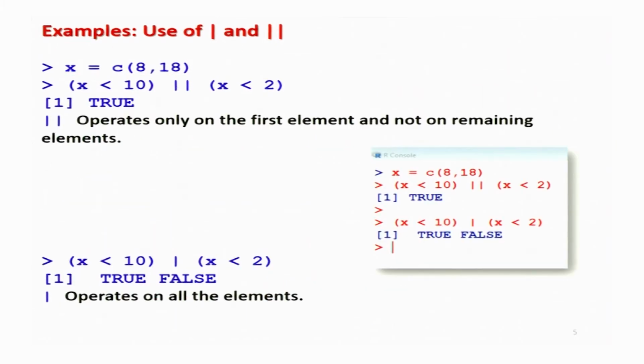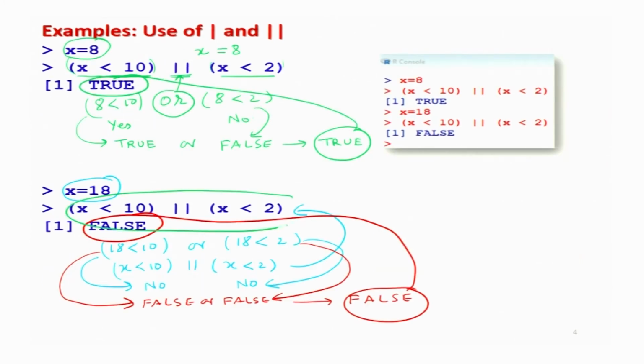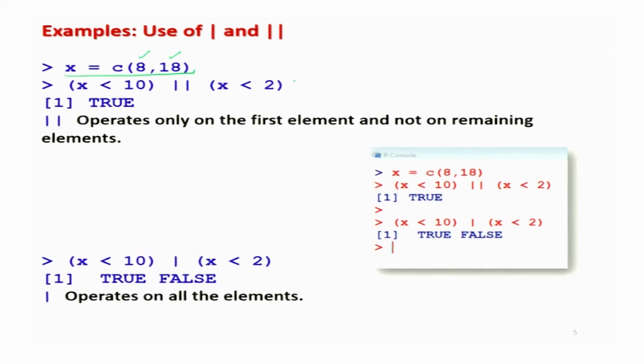Right. So, now let me take one more example and show you what happens when you use one symbol and two symbols for this OR operator. Now, I take two values, say x equal to 8 and x equal to 18, and I put them inside the data vector, and I use the same condition, that x is less than 10 or x is less than 2. The same condition I implement here. What do you want and what do you expect?